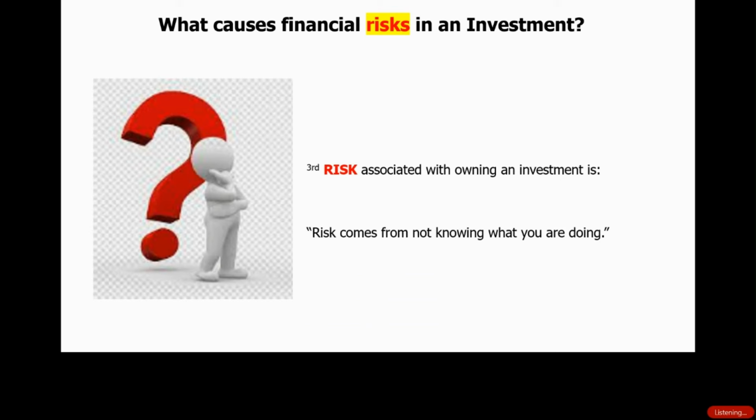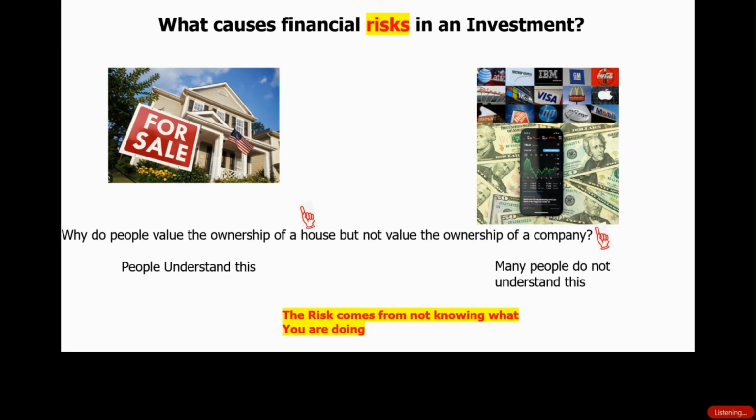Okay. And the third risk associated with owning an investment is that risk comes from not knowing what you are doing. It's that simple. So when you look at the last example, why do people value the ownership of a house but not value the ownership of a company? What it comes down to is, on the left, people understand the value of the home, but when you look at the right, they don't understand the value of the company.